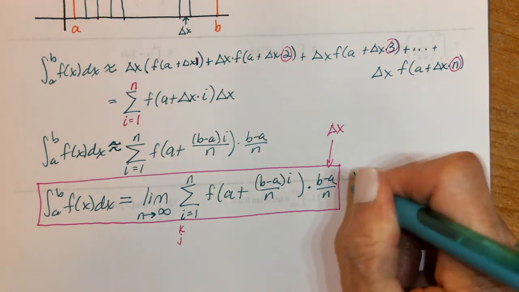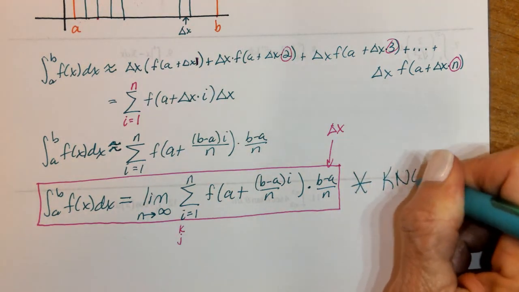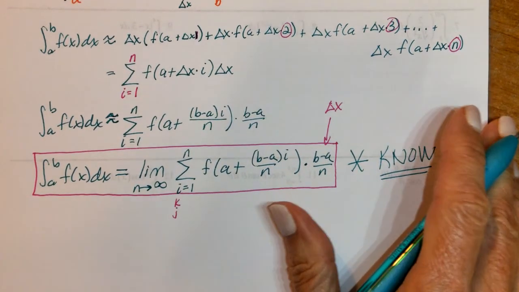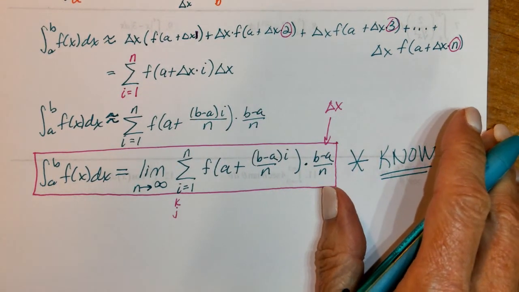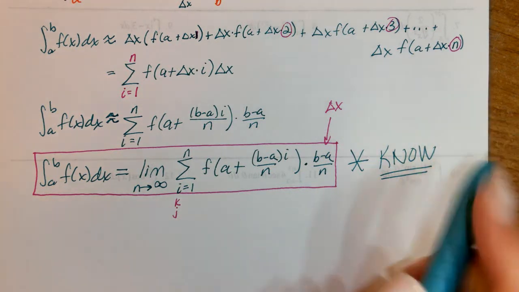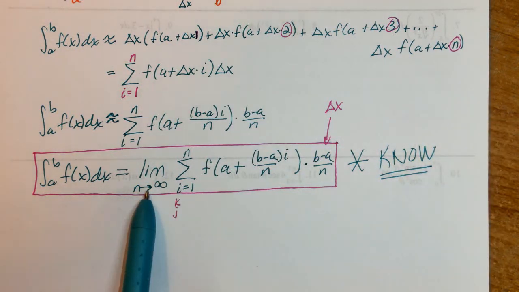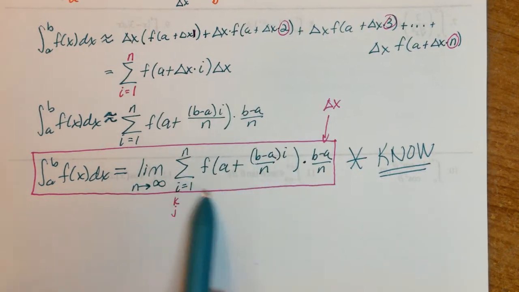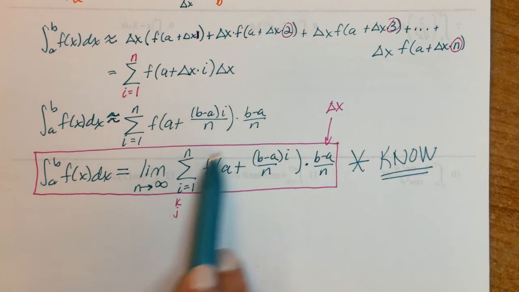This is something that I need you to know, and I know that that sounds insane and crazy. I'll show you some tricks of the trade to remember. Okay, this is the limit of the sum. The limit of the Riemann sum. Because this we got from the right Riemann sum.